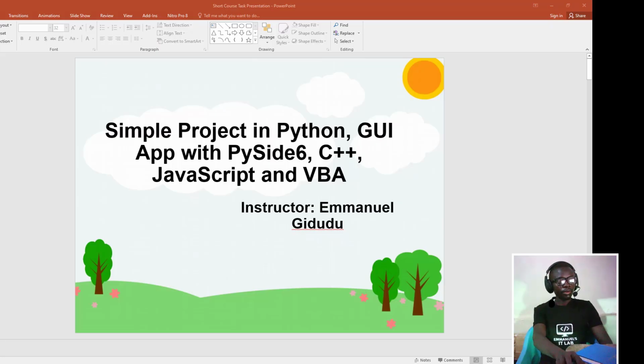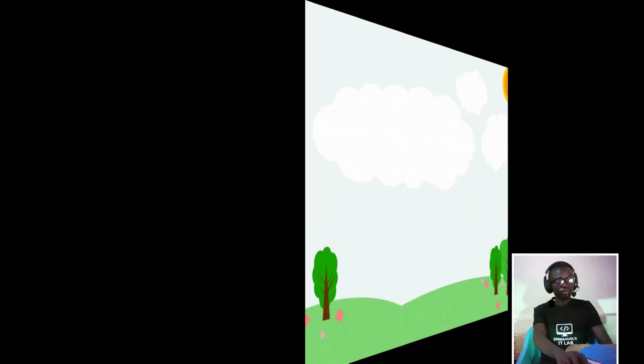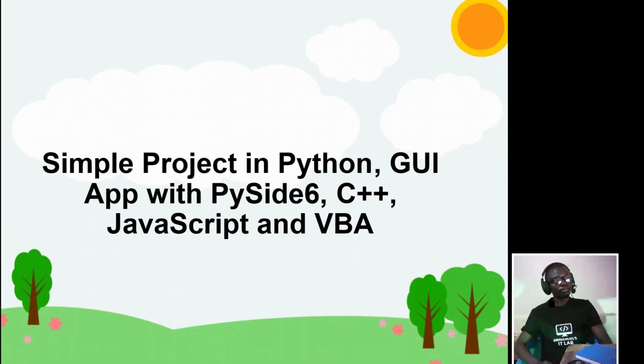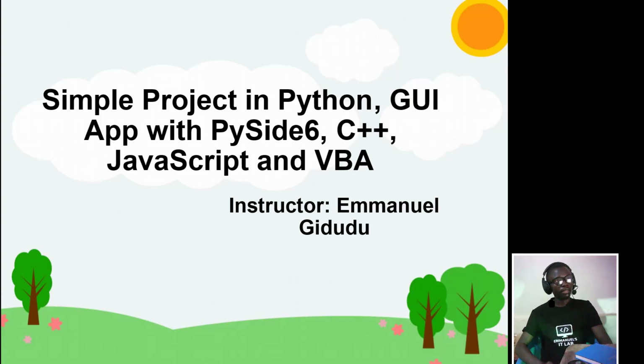Now in this video we are going to look at a simple project, and this project we shall build in Python, PySide 6, C++, JavaScript and VBA. In JavaScript we shall go ahead to integrate CSS and HTML. In VBA we shall integrate Microsoft Excel.